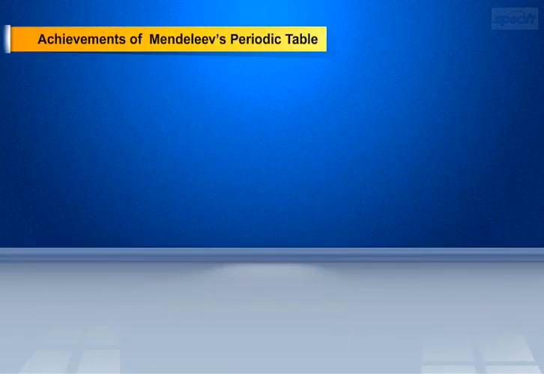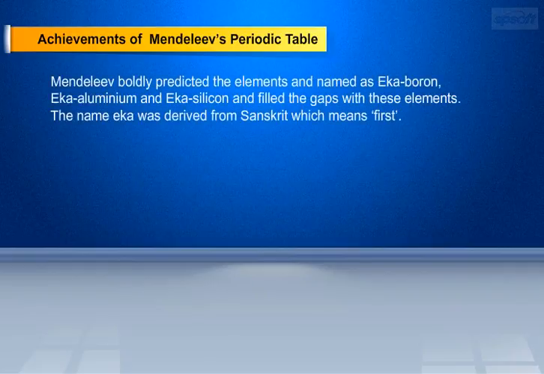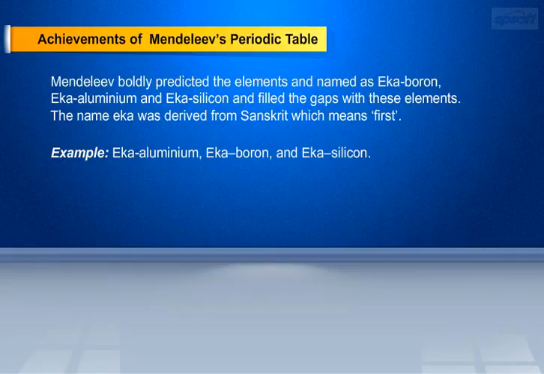Achievements of Mendeleev's periodic table. Mendeleev boldly predicted the elements, named them Eka boron, Eka aluminium and Eka silicon, and filled the gaps with these elements. The name Eka was derived from Sanskrit, which means first. For example, Eka aluminium, Eka boron, and Eka silicon.